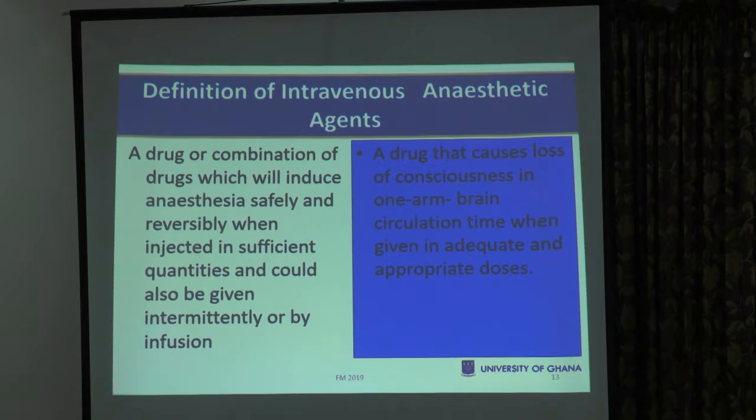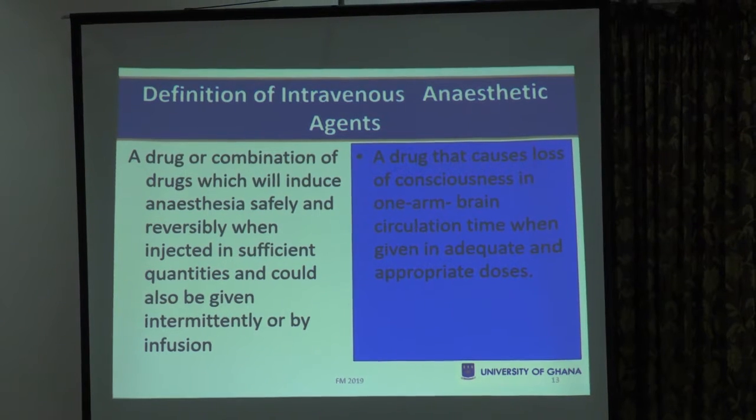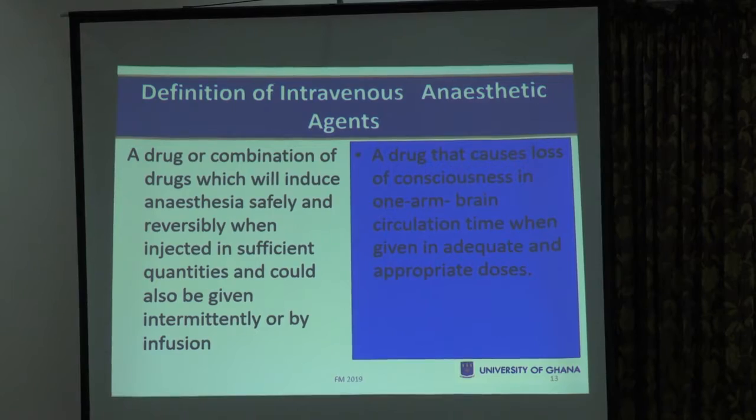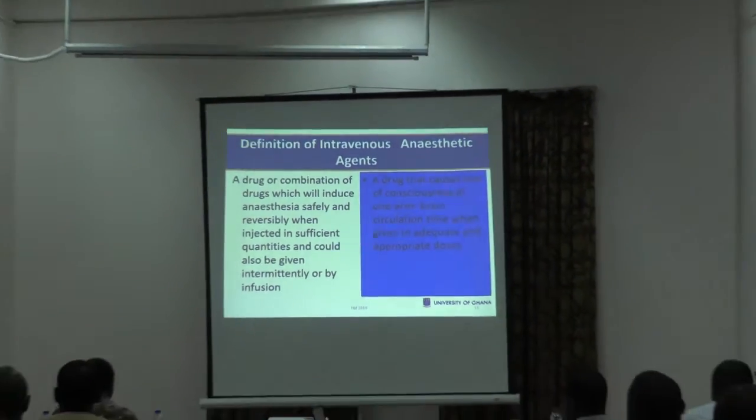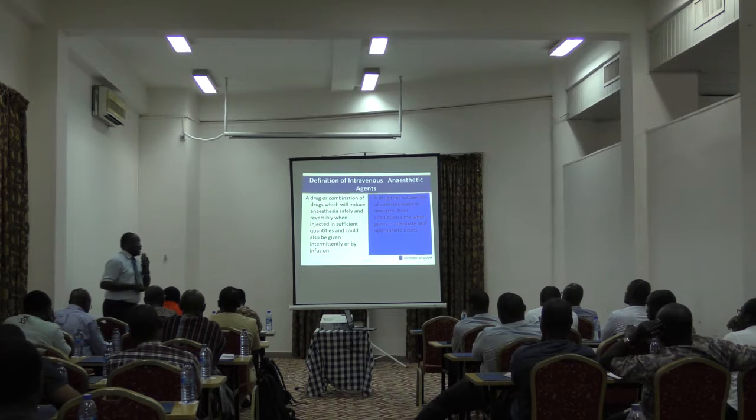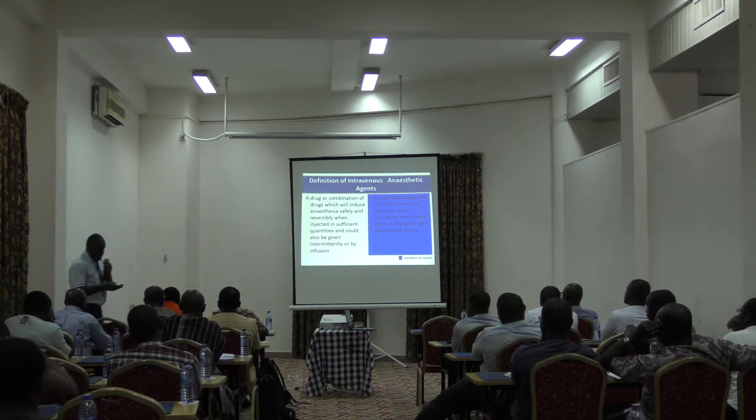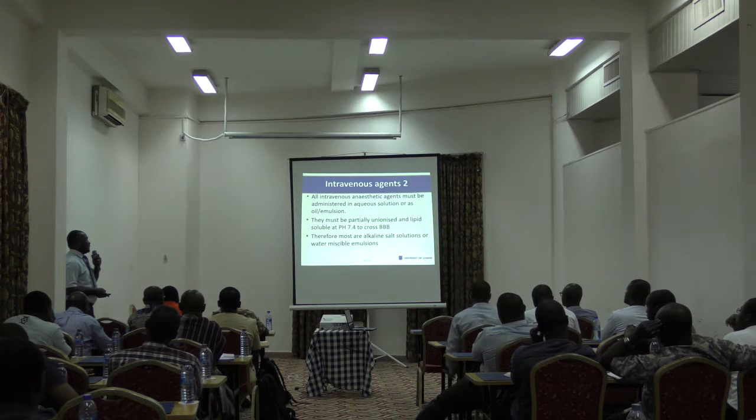One other old definition was a drug that causes loss of consciousness in one arm-brain circulation time. So if I put a cannula in your arm and inject the drug, it goes along the arm to the right atrium. It goes into the lungs, to the left atrium, left ventricle, goes into the brain, and you are asleep. Okay, that was the old definition. But ketamine doesn't do that. If you give somebody ketamine, they don't sleep in one arm-brain circulation time. It takes a much longer time. That is why this definition is much better: anesthesia safely and reversibly, given in sufficient quantities. And as I said, it can be given by infusion or intermittently.